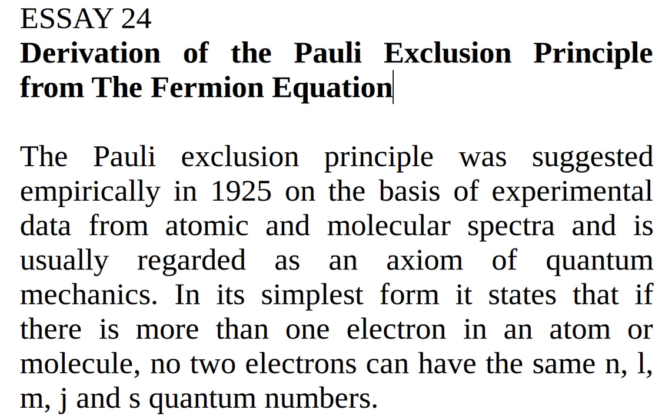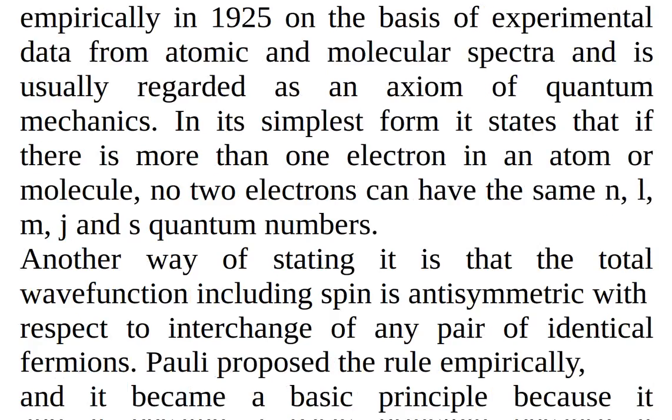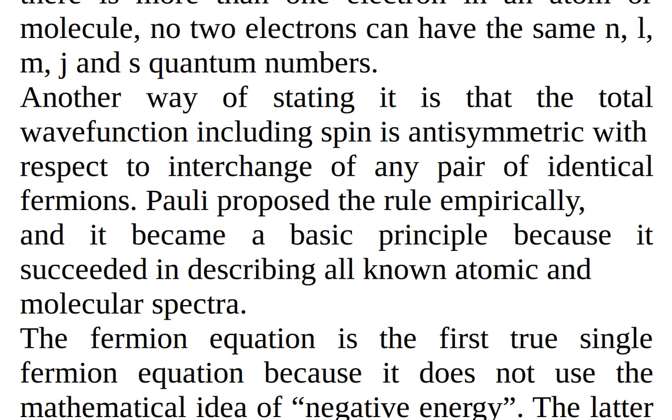In its simplest form, it states that if there is more than one electron in an atom or molecule, no two electrons can have the same NL, MJ, and S quantum numbers. Another way of stating it is that the total wave function, including spin, is antisymmetric with respect to interchange of any pair of identical fermions.